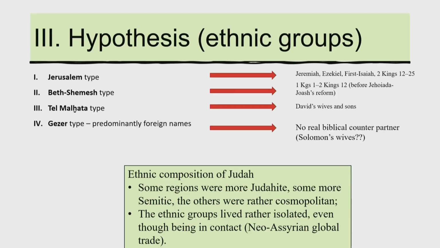And what is the hypothesis, and I'm not going to die for this hypothesis, that this means something for the ethnic composition of Judah in that period. So I suggest here that maybe the Yahwistic name can really be considered to be Judahite. So we have some regions which were more Judahite, some were more Semitic, others were rather cosmopolitan. So you can see that we have regions which might have been ethnically different. These ethnic groups lived rather isolated, even though being in contact through Neo-Assyrian global trade.